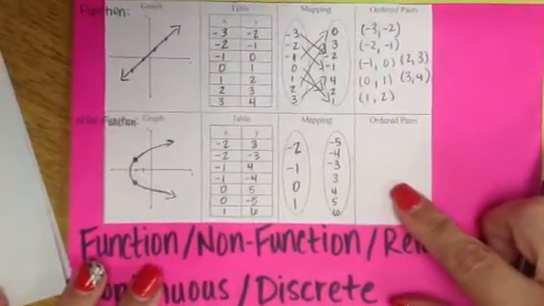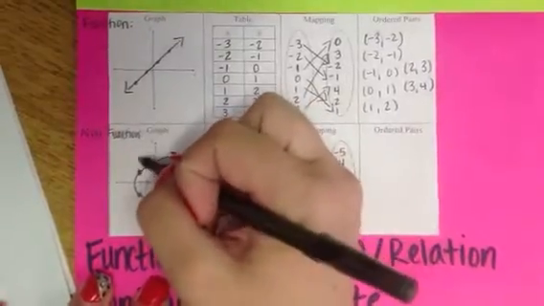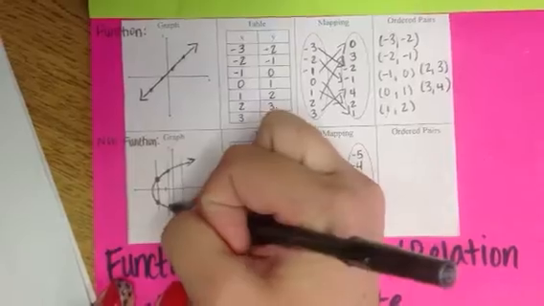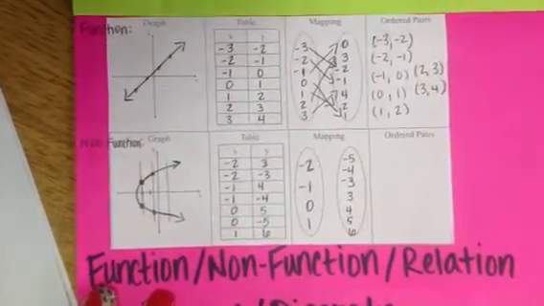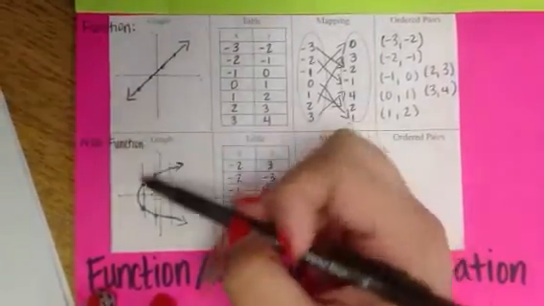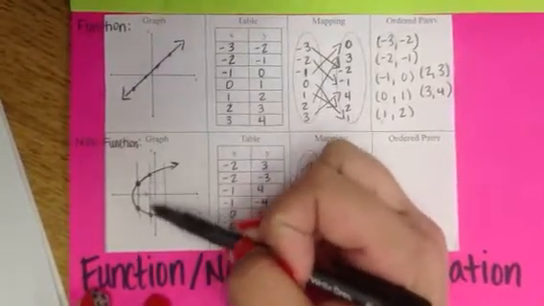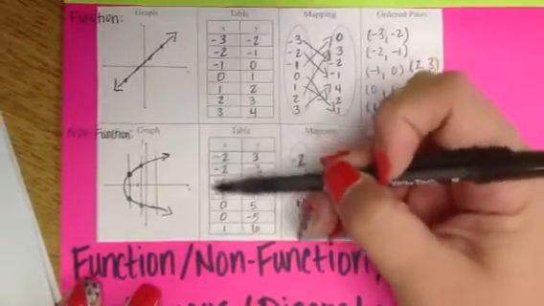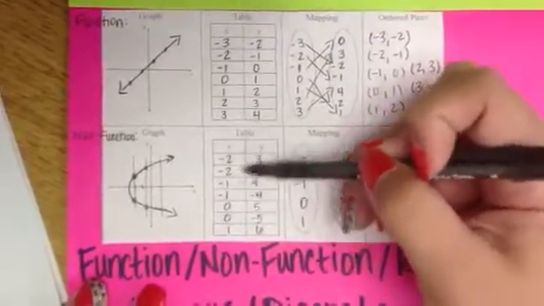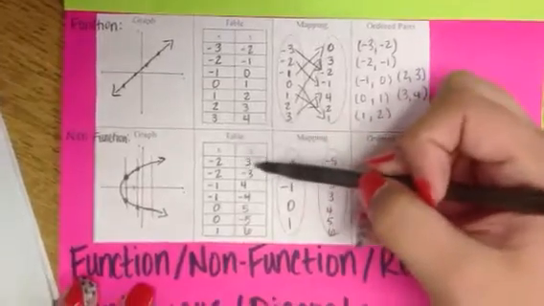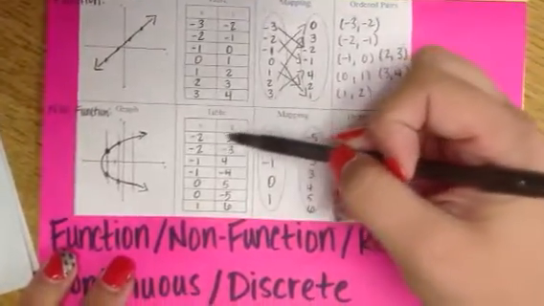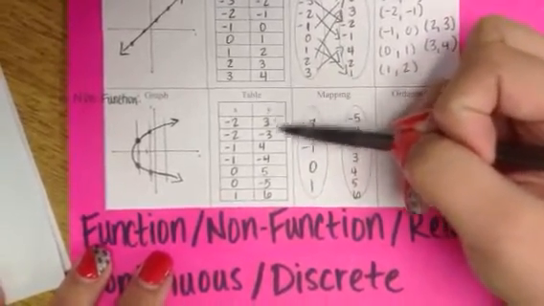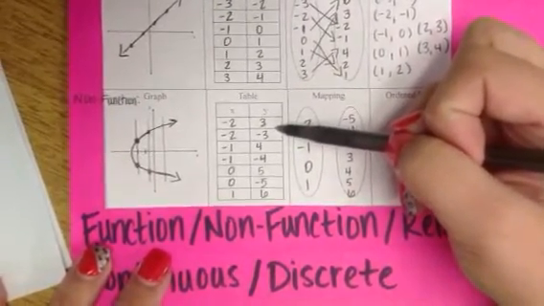Moving down to the bottom part, if you were to draw a vertical line through any of these points, if it touches at two places, that is a non-function because these represent two of the same x values. So if you look at your table, do any of these x values repeat? Yes, they do. So then we look at our y values. Well, -2 goes with 3 and -2 goes with -3. These two numbers are different. Therefore, it is not a function.